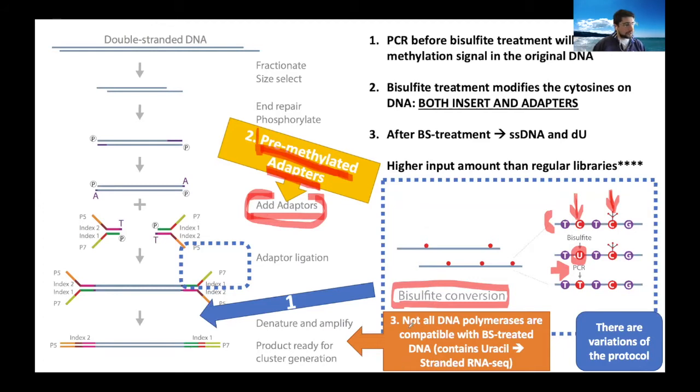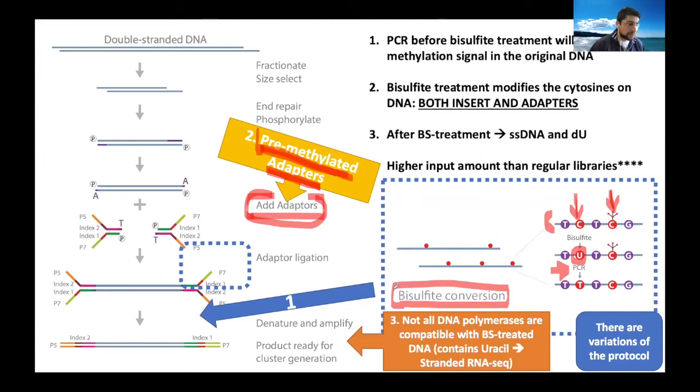Another note, after bisulfite conversion, the final product is a single-stranded DNA and it contains uracil, as I was mentioning before. And not all of the DNA polymerases can read uracil. Sometimes the polymerase, and we'll see this in the stranded RNA-seq approach actually, some polymerases are not able to read the uracil, they stall on the uracil, so they're not able to amplify the fragment, okay?